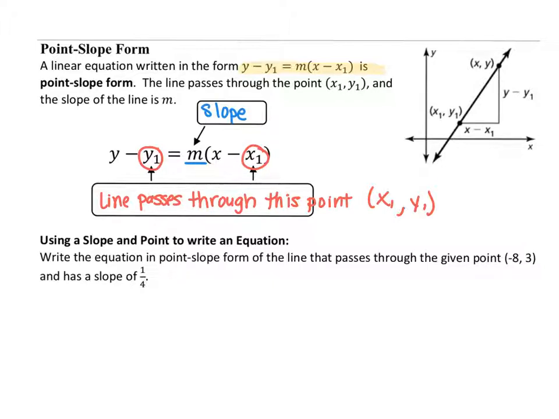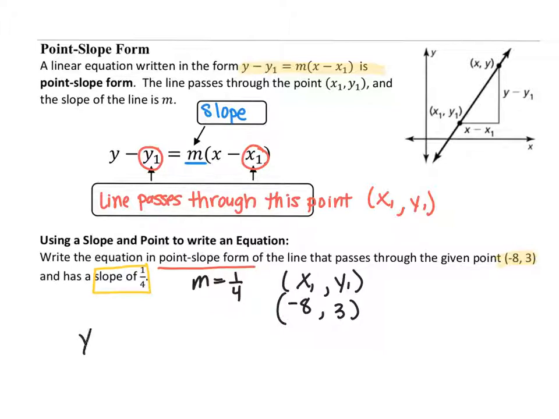So in this first example, we're going to write an equation in point slope form of the line that passes through the given point. Oh, sorry, that is not the highlighter. So passing through the point negative 8, 3, and then has this slope of 1/4. So m is going to be equal to 1/4, and our x1, y1 is going to be negative 8, 3. So what we're going to do is take these things and substitute them into the point slope equation.